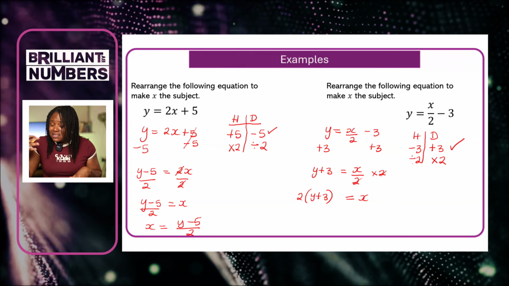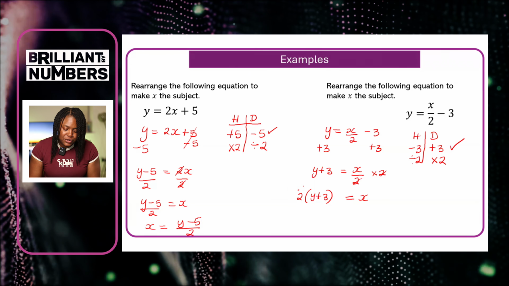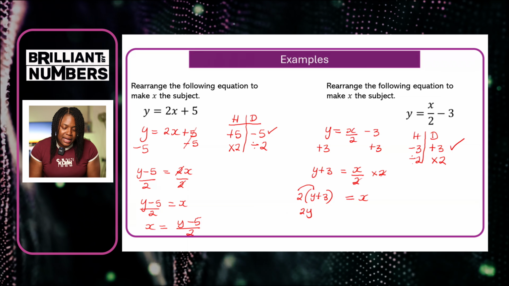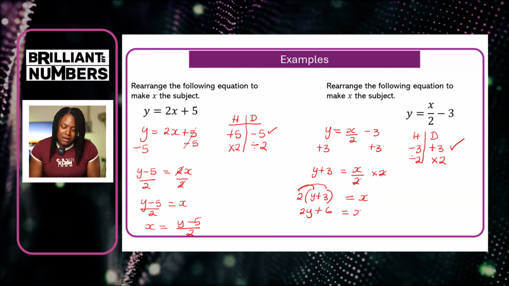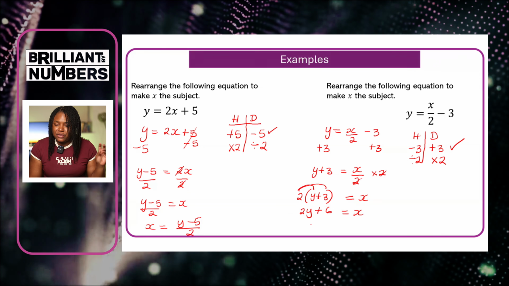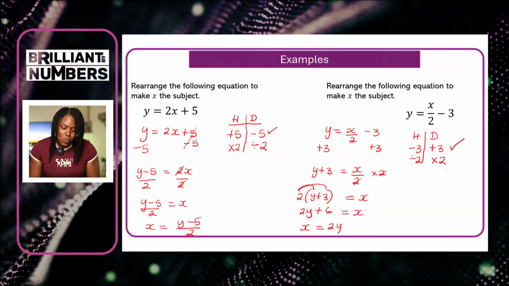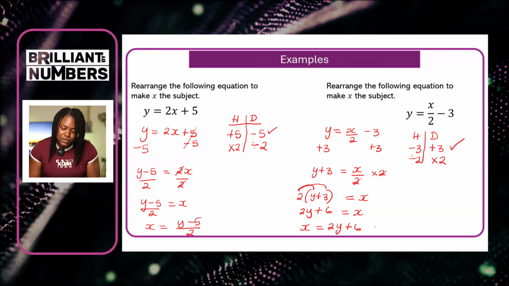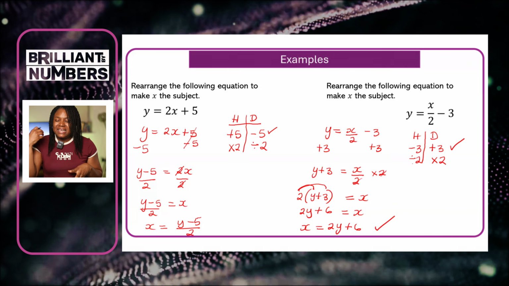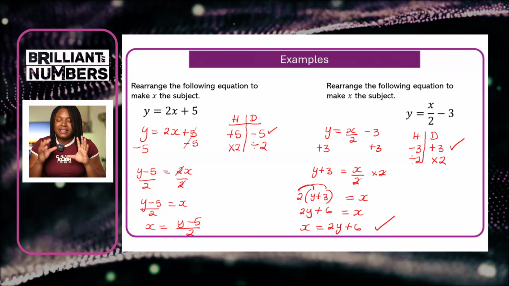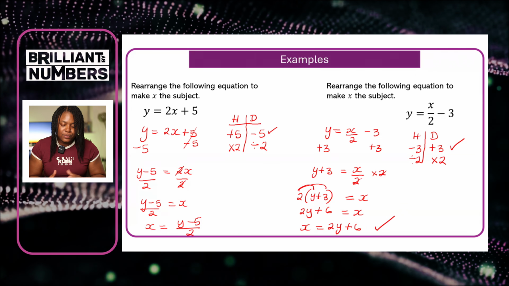You can look at expanding single, double, triple brackets from those videos as well. So I've got 2 times y is 2y, and 2 times by 3 is positive 6 there. So my answer then, which I'm going to rewrite with my x term on the left hand side, x is equal to 2y plus 6. Absolutely brilliant. So now I have rearranged this equation, making x the subject, and again that simply means x is on its own on one side of the equal sign.